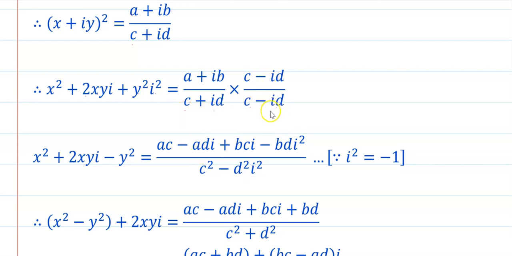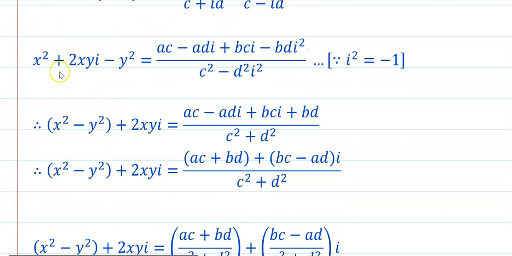Multiply numerator and denominator. Then what about the numerator? (a plus ib) into (c minus id). a into c, you get ac. a into minus id, you get minus adi. Next ib into c, that is plus bci. Next ib into minus id, that is plus into minus is minus, b into d, again i into i square, but i square is minus 1. Next we will substitute the value.